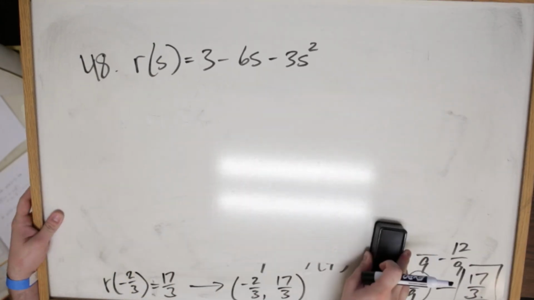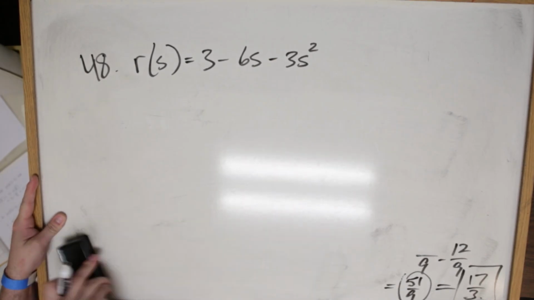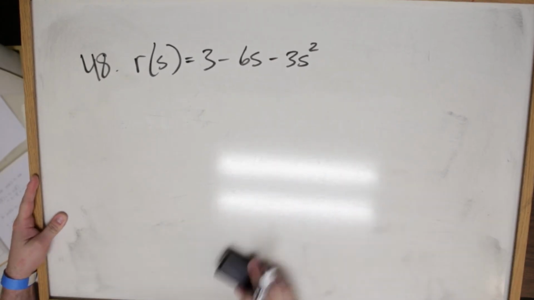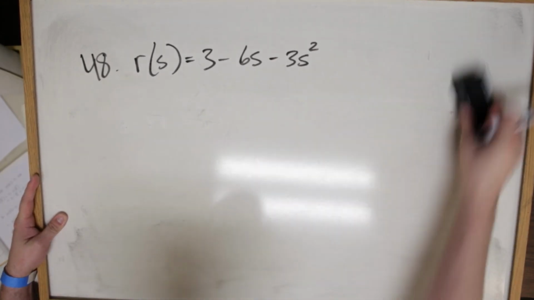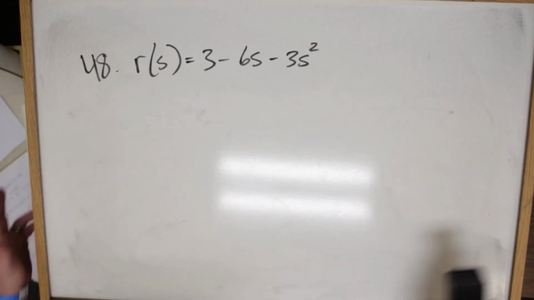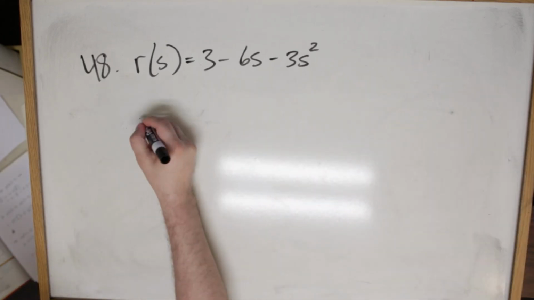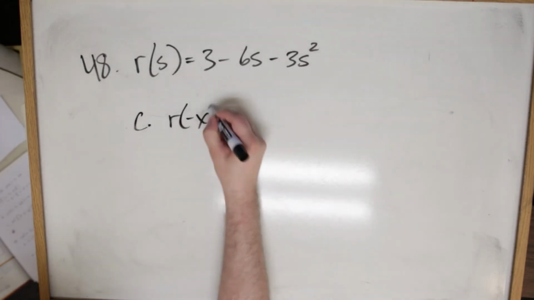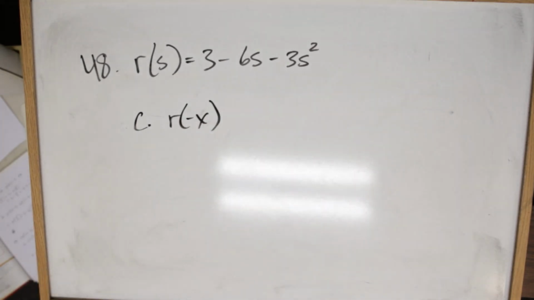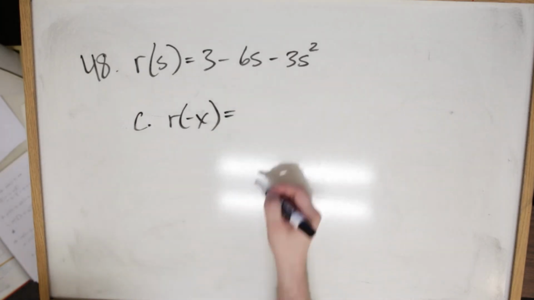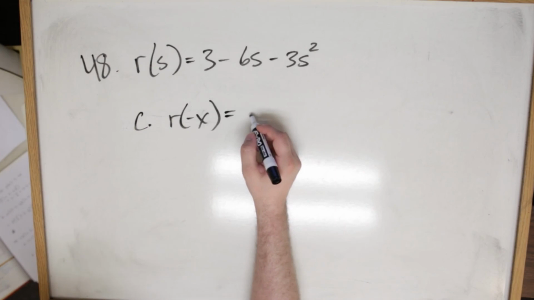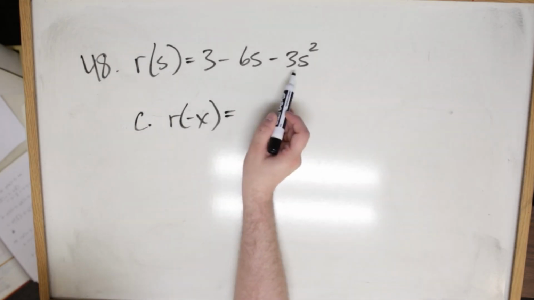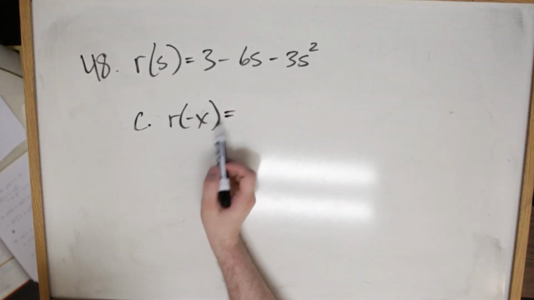Now, surprisingly, part C is actually a little bit easier than that last one because it really doesn't require any arithmetic. Let me show you what they ask us to do in part C. Part C, they say find r of minus x. Well, how do we do that? It's a variable. We're swapping a variable with a variable. What? You can do that. So remember, everywhere you see an s, you substitute it with whatever is in your parentheses here, minus x.